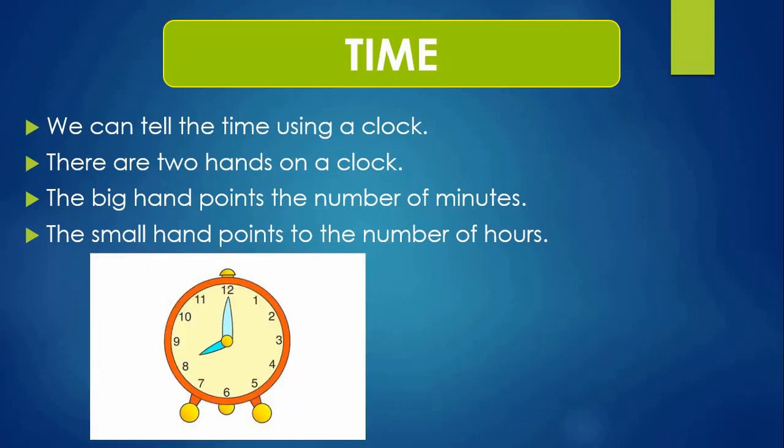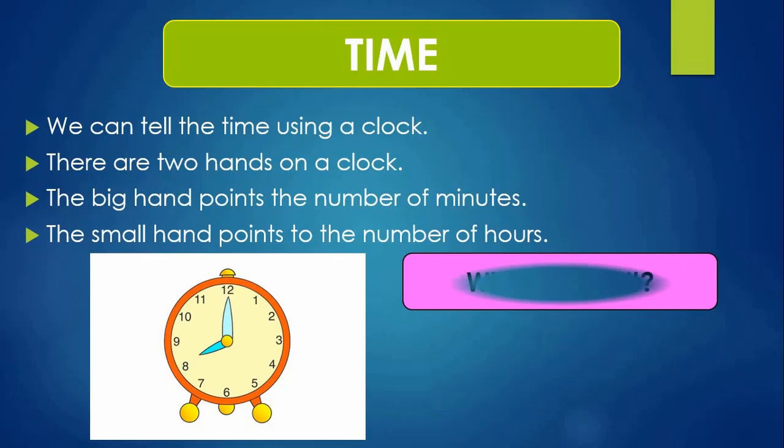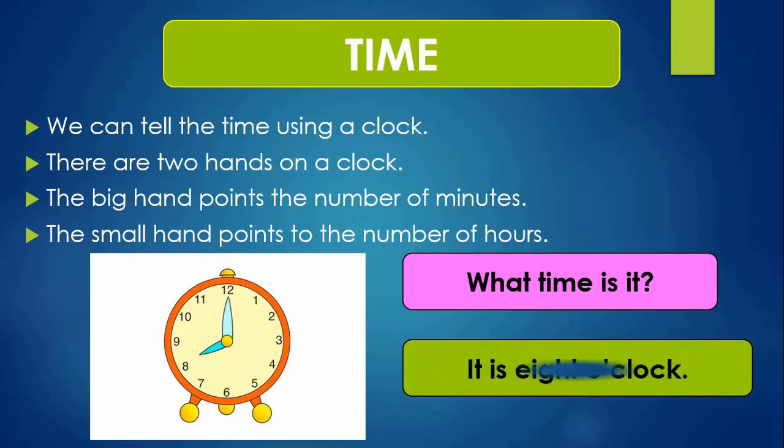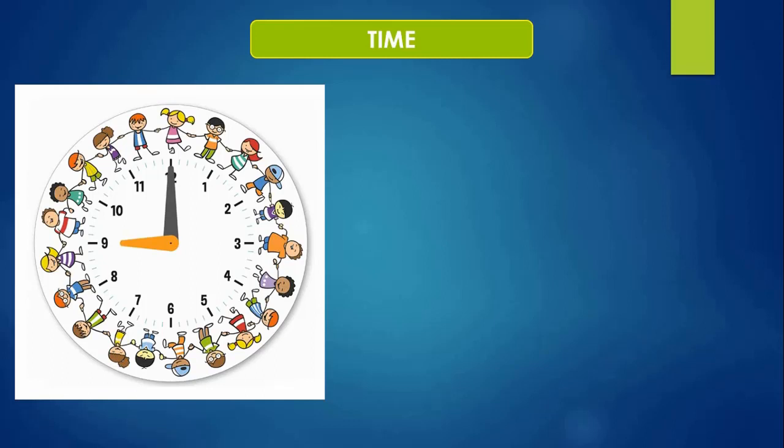Look at this example. The small one is on 8, and the big one is on 12. So in this case, what time is it? Let's think about it. What time is it? It is 8 o'clock. But how? Because the small one is on number 8 and the big one is on 12. That's why the time is 8 o'clock. Now, look at this example.